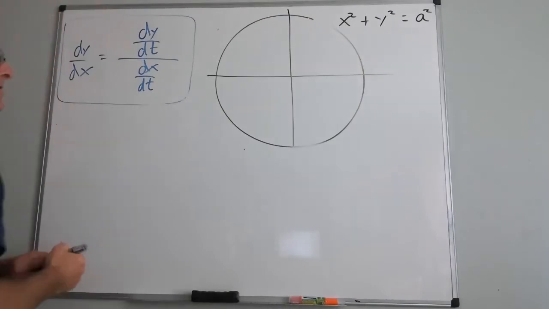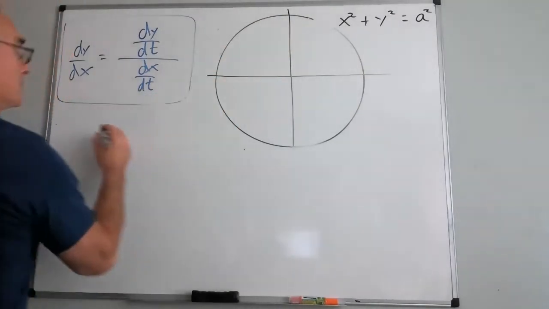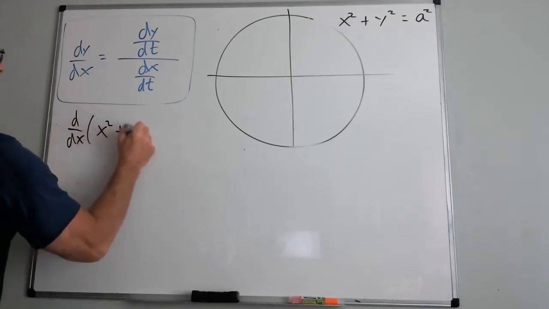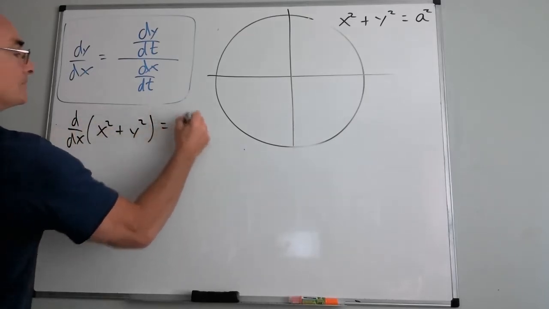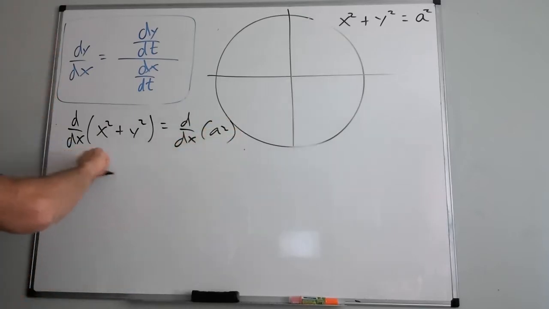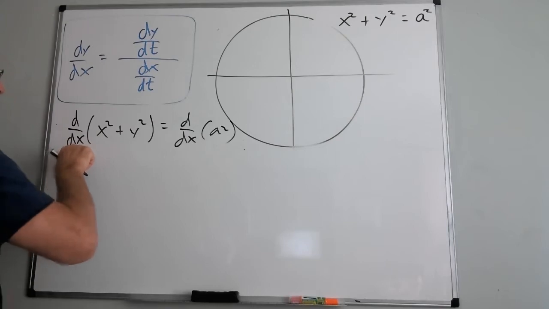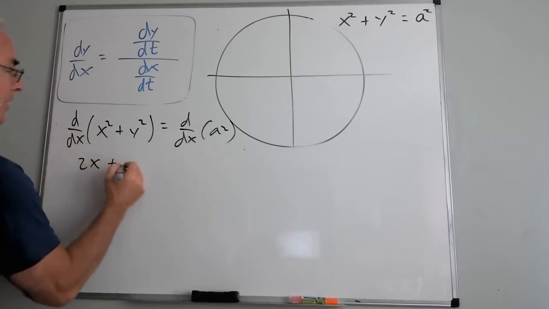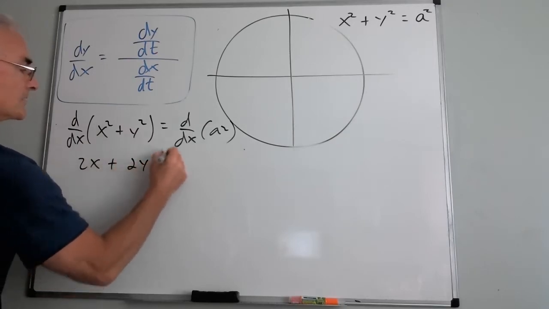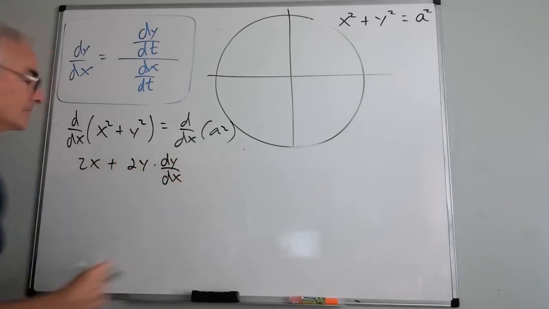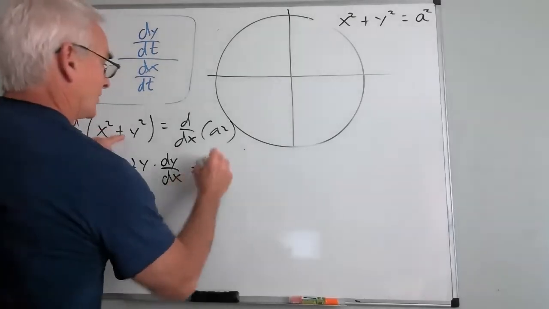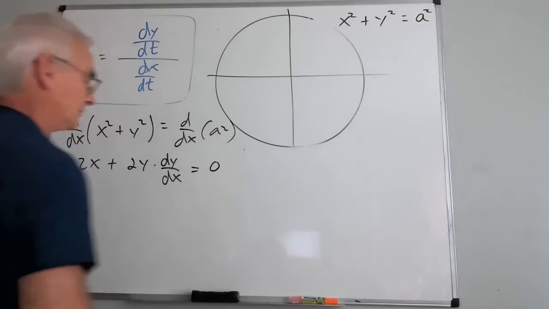bit simpler than others. So if I differentiate that implicitly, that means I'm going to treat y as a function of x. So we remind ourselves, when I differentiate with respect to x, this is going to be 2x plus, this is y of x, so it'd be 2y times the derivative, which would be dy dx. Okay, this is function squared, equals the derivative of the constant, which is 0.